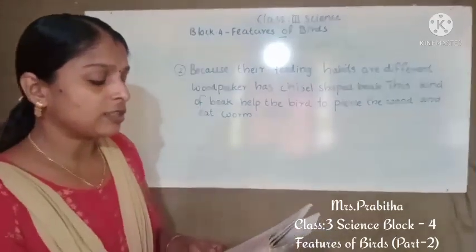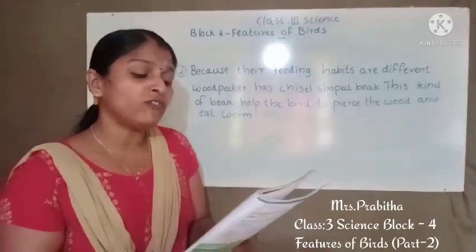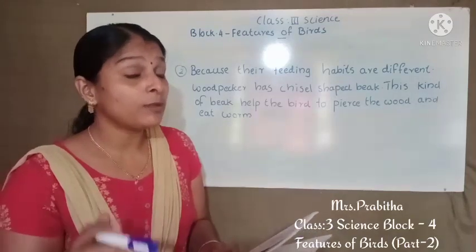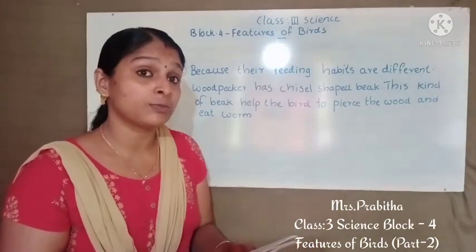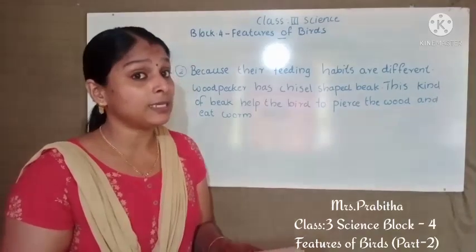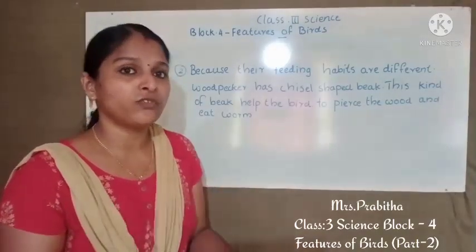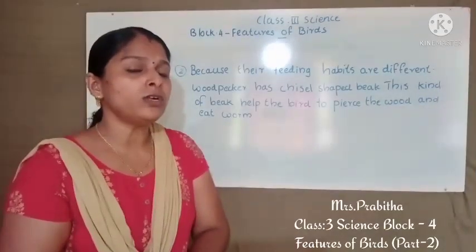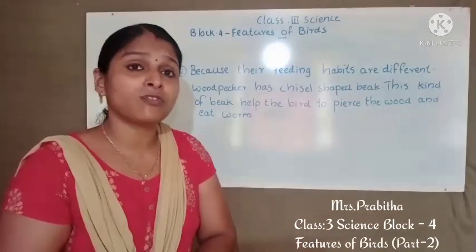Okay. Next question. Third question is, why do different birds have different kinds of beaks? Yes, different birds have different kinds of beaks because different birds eat different types of food. Okay, so different birds eat different types of food, so they have different kinds of beaks.